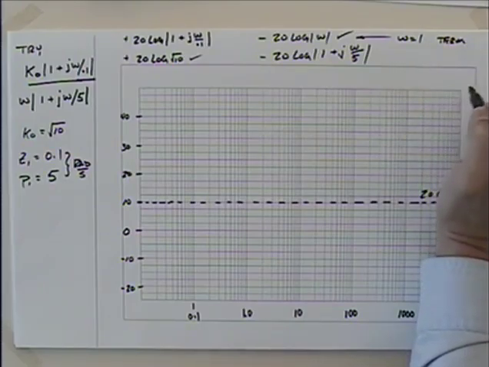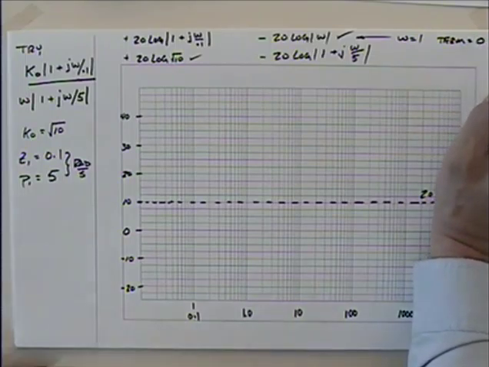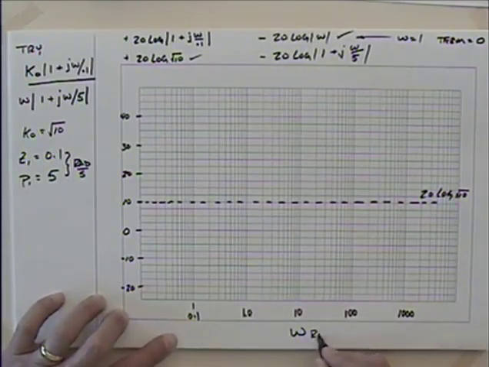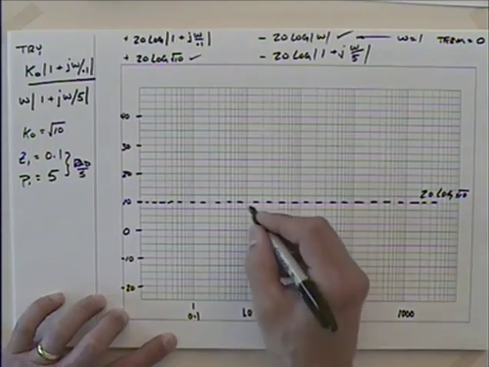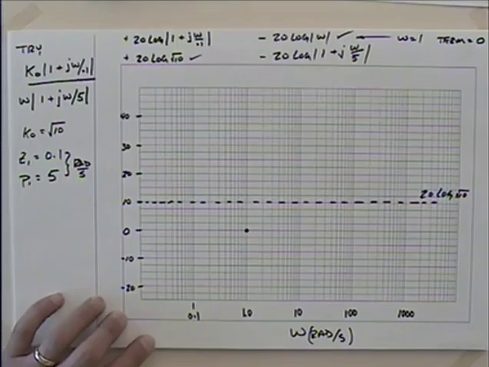Let's see, the log of 1 should be 0, shouldn't it? Okay, so the term is equal to 0. So I got a point here when omega, this is omega down here in radians per second, is equal to 1, I have a value of 0 right there. And what's it going to do? It's going to go downhill at 20 decibels per decade, right?